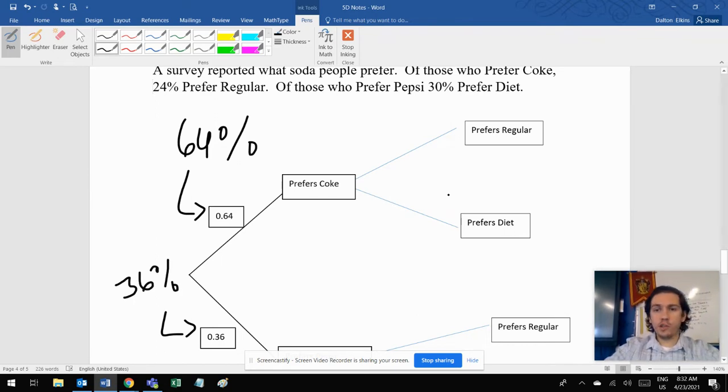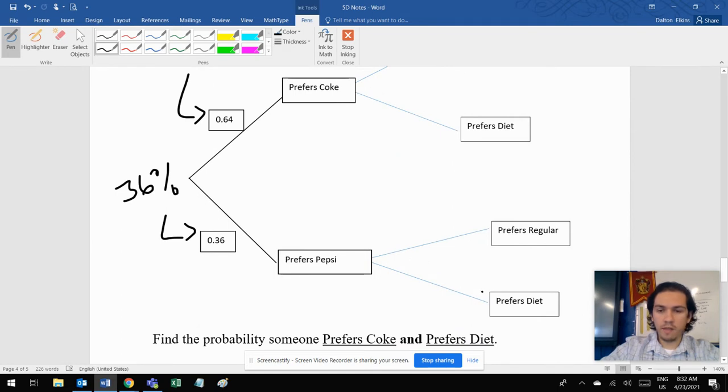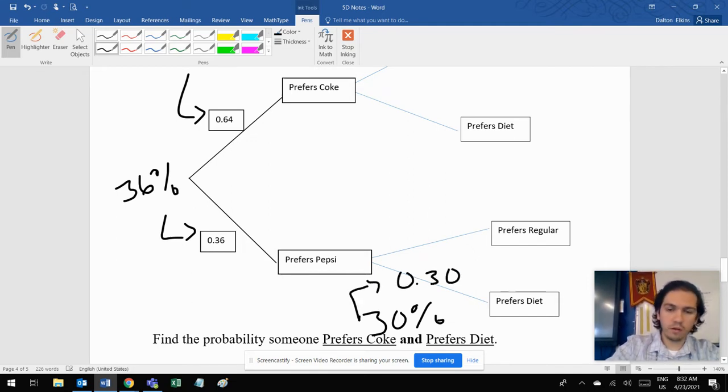So we have some more information to put on our tree as well. It says, of those who prefer Coke, so I'm going to go to the prefers Coke branch of the tree, 24% prefer regular. So on this branch, prefers regular, I'm going to put 24%, which I'll write as a decimal, 0.24. And then of those who prefer Pepsi, 30% prefer diet. So I go to the prefers Pepsi branch and then prefers diet, 30%, which is 0.30.